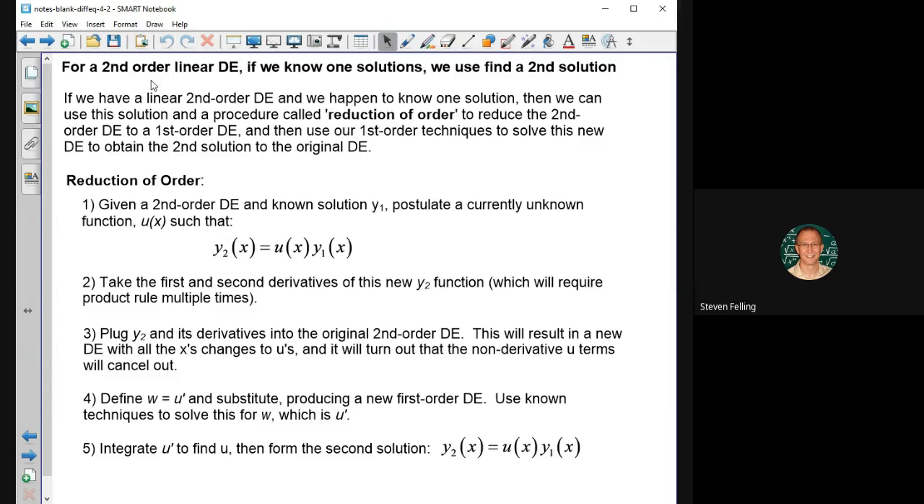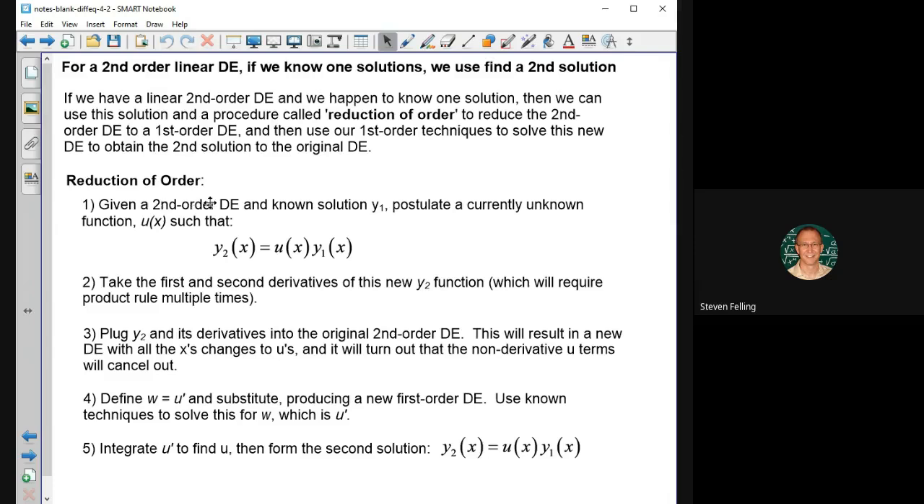Sometimes we'll know one solution and we don't have a method to directly find the second solution, but we can use this method, reduction of order, to find the second solution. All right, so the procedure is this.